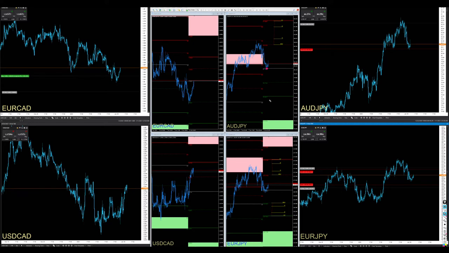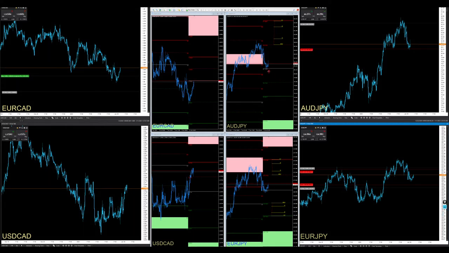Now, take a look here at my Aussie. We did peek below the central pivot. I didn't get the alert because it didn't go through far enough for me to remove my entry, so I'm actually going to keep it there. And nothing yet for the euro yen. We're still hanging out at central pivot.